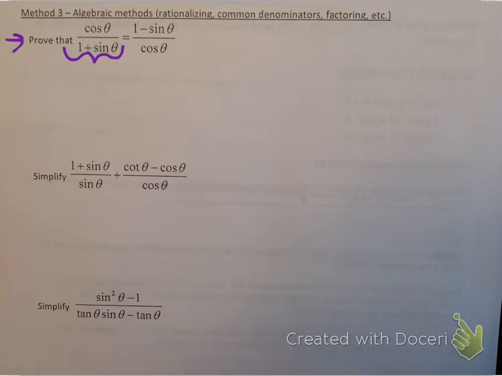I'm going to use the left side because it's got a binomial in the denominator. That automatically makes it messier, so I start with that side. I'm going to start here, and I rewrite it so that the person reading it knows where I started.